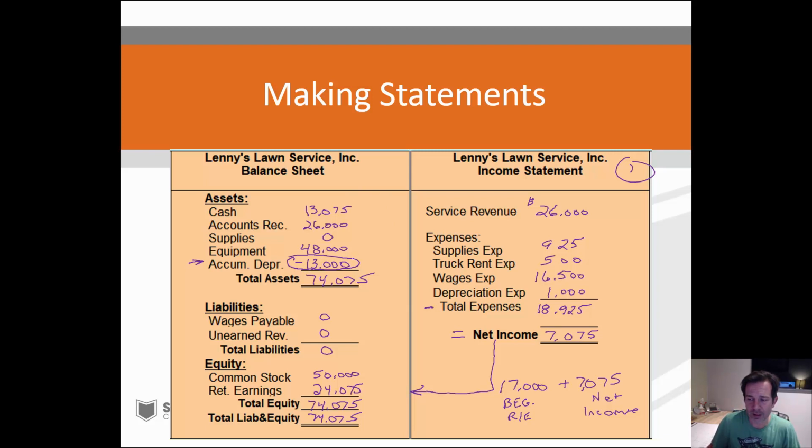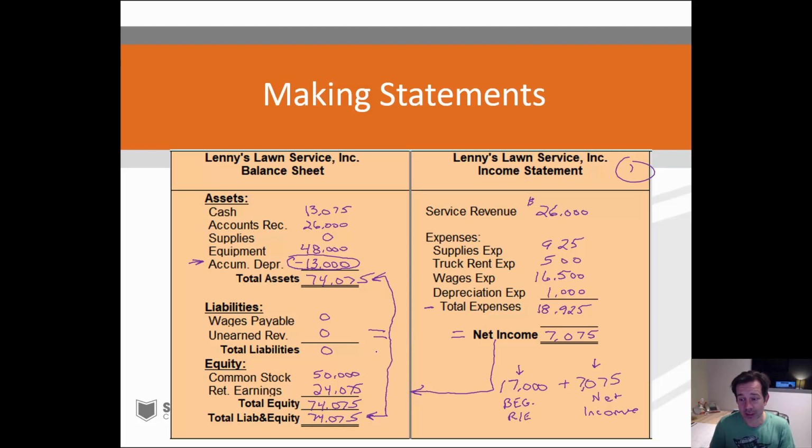I got all the other ledger account balances in there, the ending balances. $74,075 is my total on the asset side of the balance sheet. No liabilities. Common stock, $50,000. My retained earnings, had to do a little bit of math right there. I took my beginning retained earnings, $17,000. I added in the net income, and I got $24,075, which is giving me $74,075 on the liabilities and equity side. Remember your balance sheet, the whole idea, assets equal liabilities and equity.